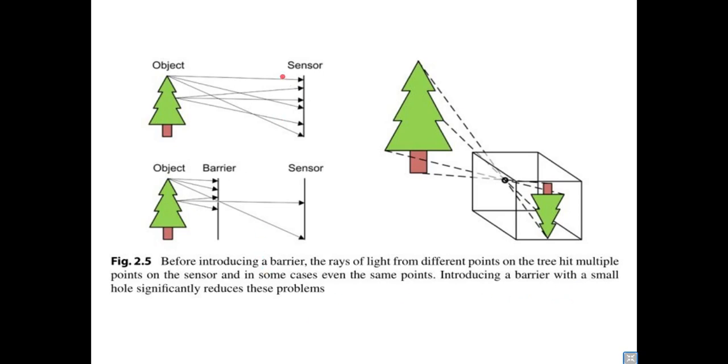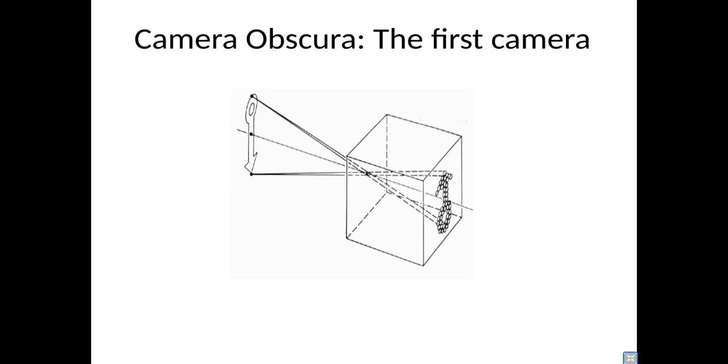Could reduce this problem. Instead of many points hitting the sensor, now with this barrier, we can focus to minimize the problem. Okay, so this is the first camera. It is inverted. Okay, I think we learned this in physics, right. Inverted, it is a black box, it has a small hole.